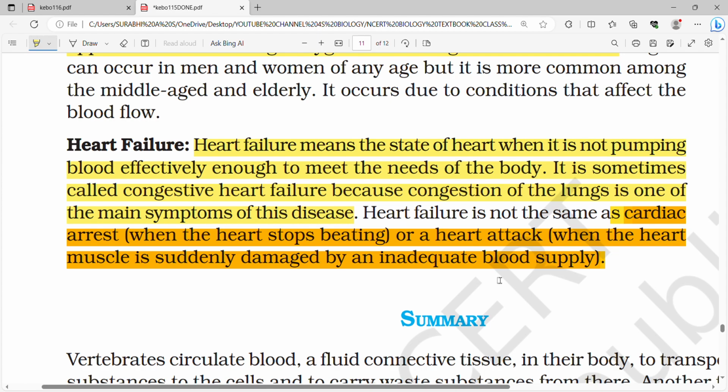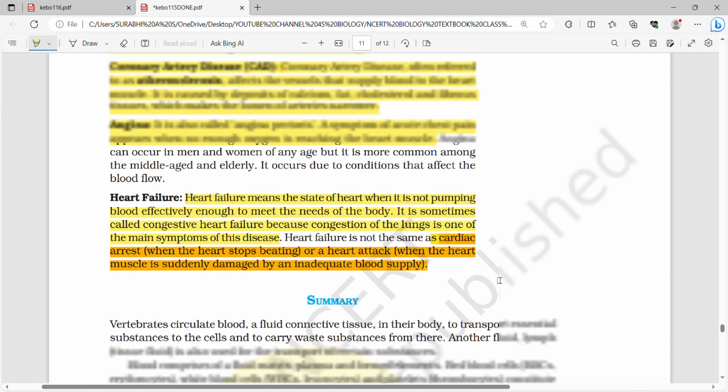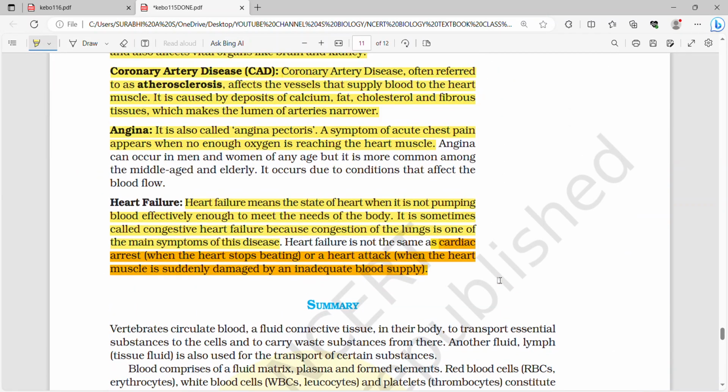Heart failure means the state of the heart when it is not pumping blood effectively enough to meet the needs of the body. It is sometimes called congestive heart failure because congestion of the lung is one of the main symptoms of this disease. So this is all about this chapter, body fluids and circulation.